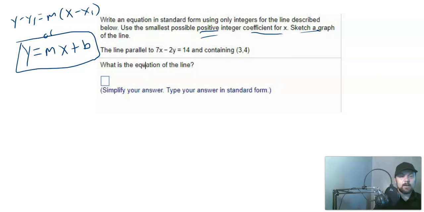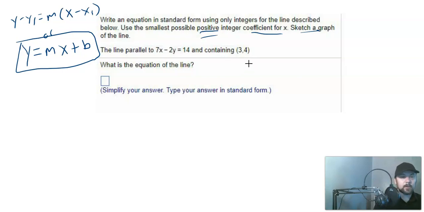So now this time, instead of giving us 2 points and asking us to find the equation of a line from 2 points, they're giving us a little bit of different information. The description they're giving me is this. We are looking for the line that is parallel to 7x minus 2y equals 14 and contains the point (3, 4).